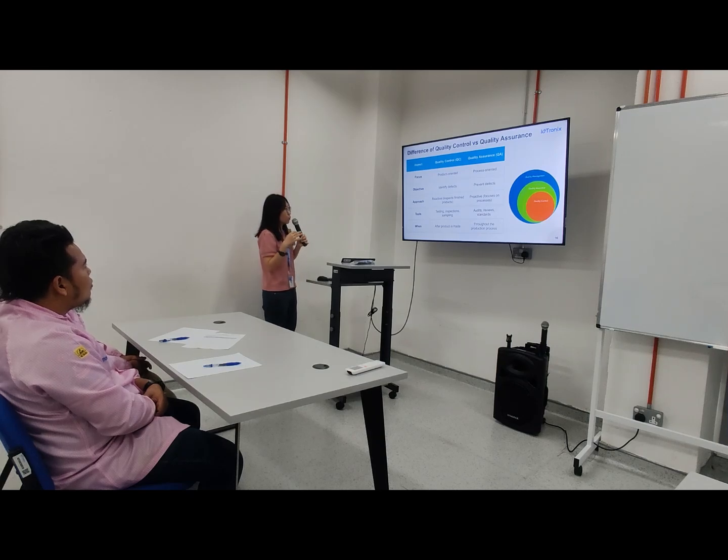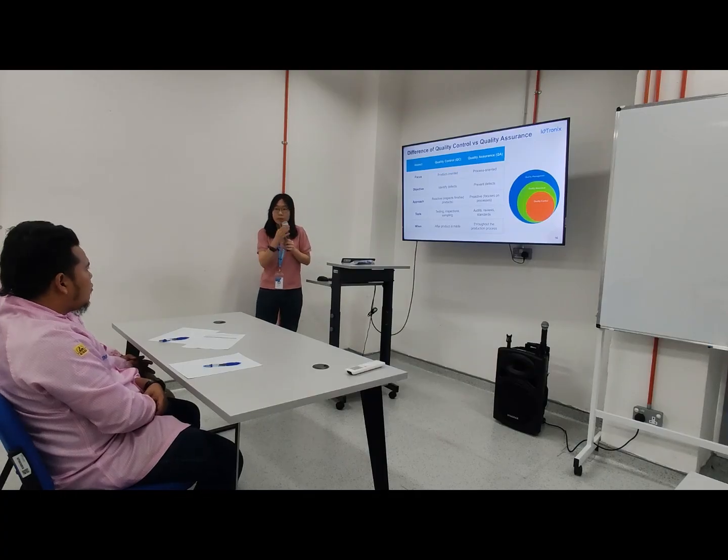The approach for QC is actually a reactive process, which means we inspect the FG or semi-FG. For QA, it's proactive. We focus on the process and prevent the occurrence of defects. The tools we use for QC are testing, inspections, and sampling checks as well. For QA, we normally conduct audits and reviews, and we see whether they follow the standard or not. We base it on the standard.